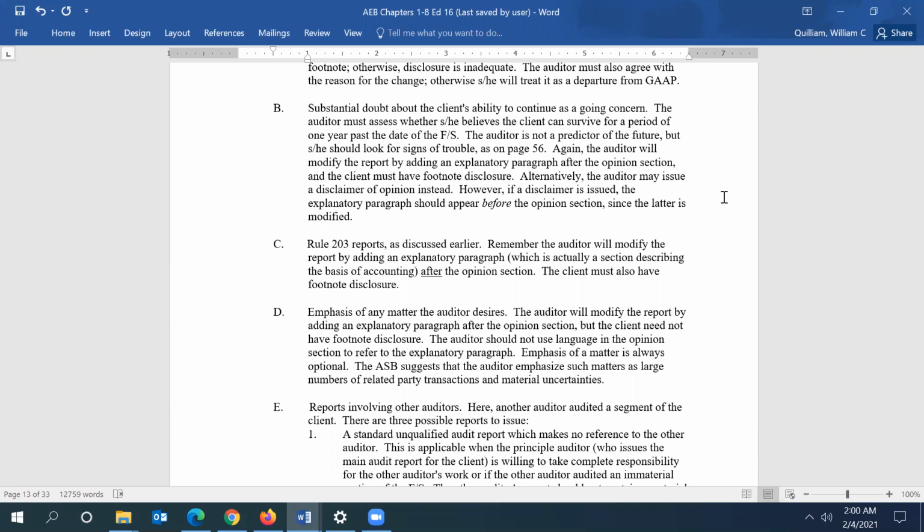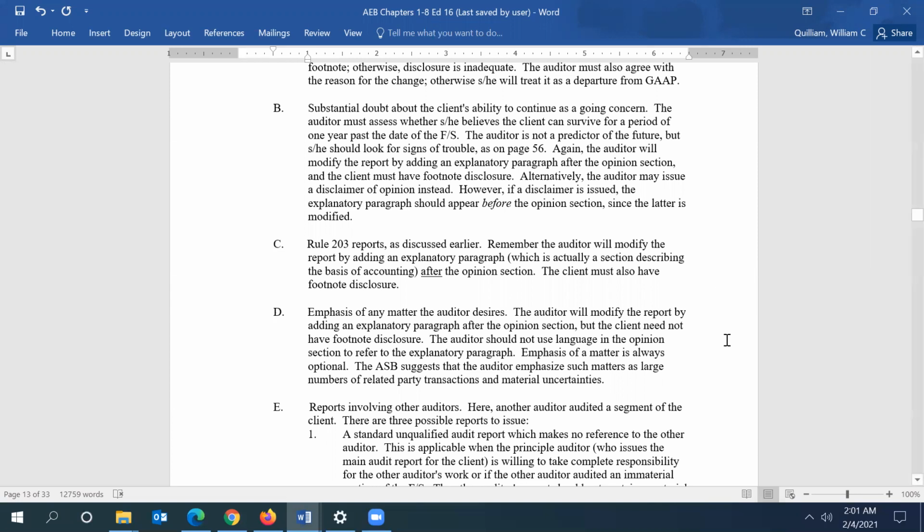Then C, Rule 203 reports as we had earlier. So this is a justified departure from GAAP, such as for the cash basis, the income tax basis, or IFRS. Well, remember the auditor will modify the report by adding an explanatory paragraph after the opinion section. And that the explanatory paragraph is actually going to state the basic accounting, like describe the cash basis just a bit. The client must also have footnote disclosure.